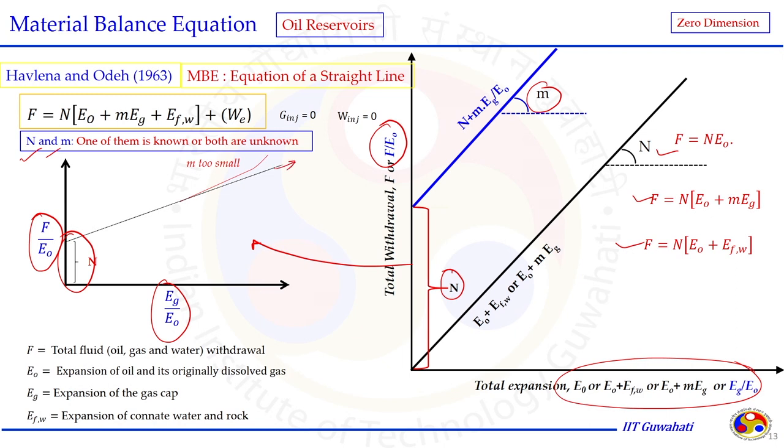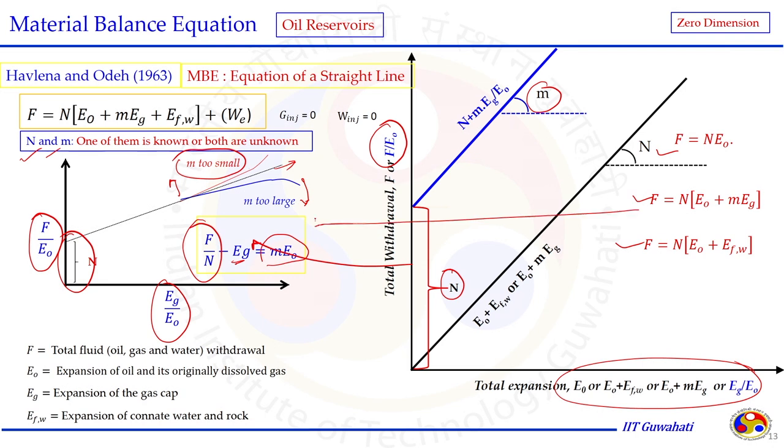and the slope is going to give us the value of M. And if a deviation is happening, it means there is a situation where M is too low if the resultant equation is moving upward, and if it is moving downward, it means the value of M is too large. It means the other factor can be considered or ignored with respect to the M value in the expression. So the equation can be adjusted as F by N, another form of the equation, minus EO is equal to MEO.